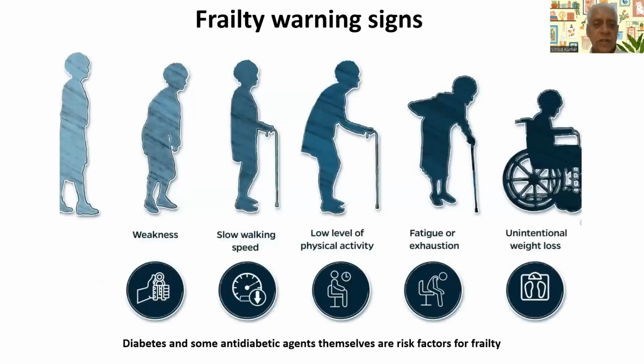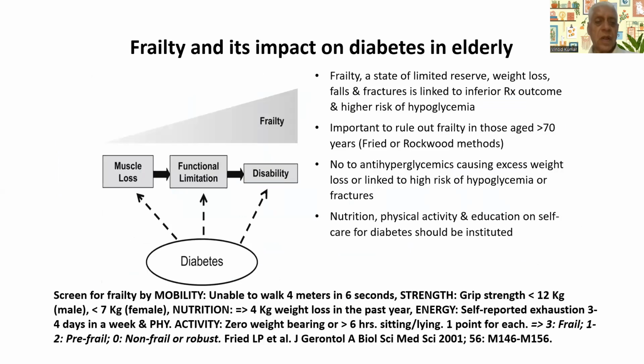The second geriatric syndrome is frailty. The warning signs are weakness, slow walking speed, low level of physical activity, fatigue or exhaustion, and unintentional weight loss. The diagram on the left shows that diabetic patients over the years lose their muscle mass, thereby becoming functionally limited, and finally, to complete the spectrum of frailty, they may become disabled. Frailty is a state of limited reserve which is linked to inferior treatment outcomes and higher risk of hypoglycemia. It is important to rule out frailty in all those aged more than 70 years by validated instruments.